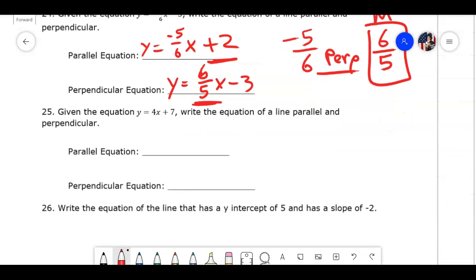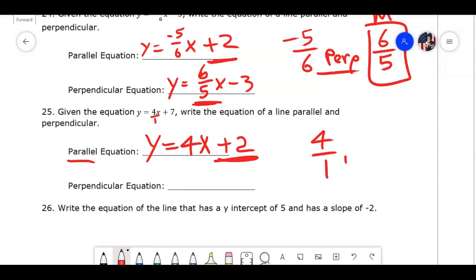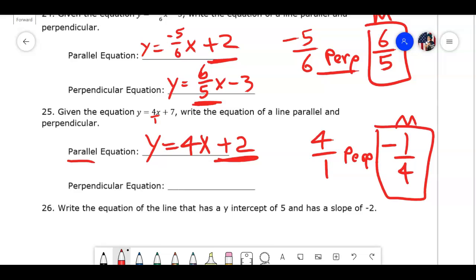Same thing with 25. This is 4/1, right? So when I write the equation, I can write it as 4x. I got to change for parallel, change the +7 to something else. Doesn't matter. But if I have 4/1, perpendicular slope, I'm going to change the positive to a negative. 4/1 flips to make 1/4. So this is my new m. So y equals -1/4 x. And then we can keep that original y-intercept of +7. Okay.